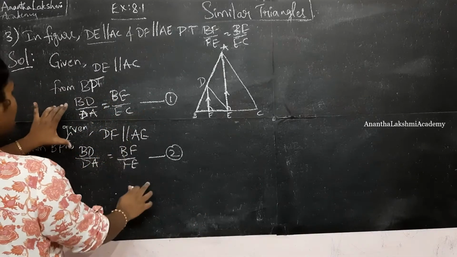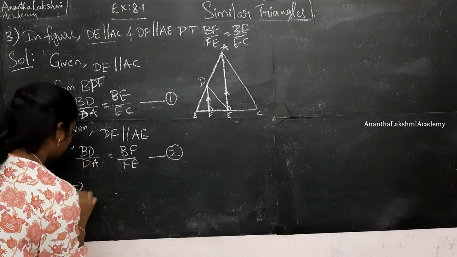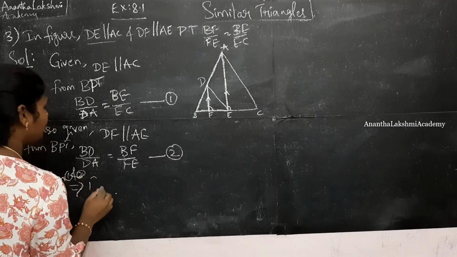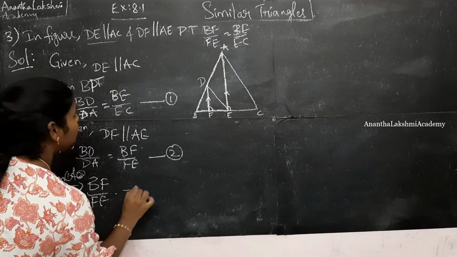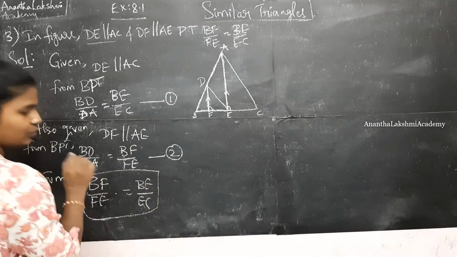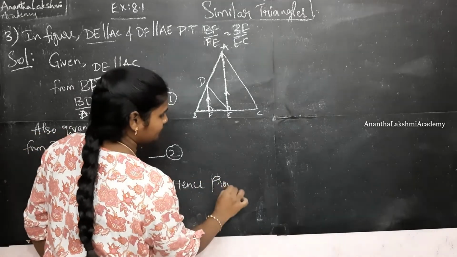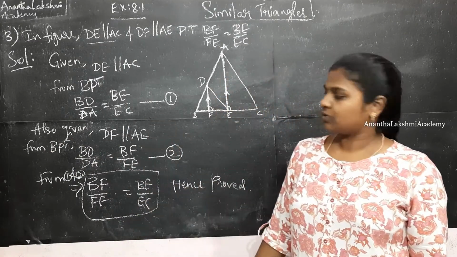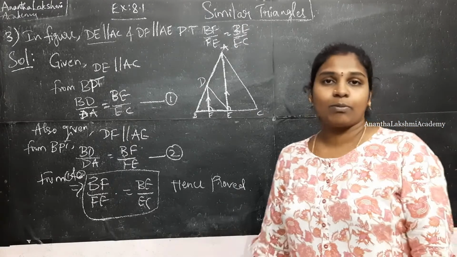Okay, now from 1 and 2, since the LHS are equal, I am going to equate the RHS. So from 1 and 2, this is going to be BF by FE is equal to BE by EC. This is what we are supposed to prove, and hence proved. We just applied the basic proportionality theorem in those two triangles, and by equating those two, we got the result. So that is about problem number 3. Let's jump into problem number 4.